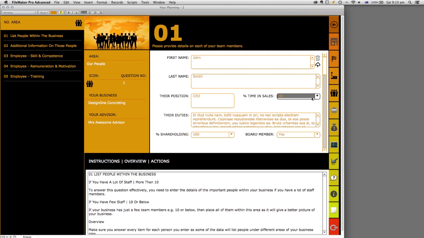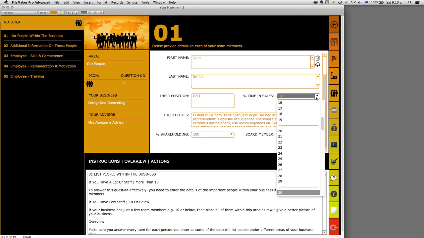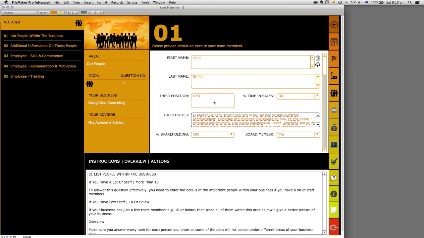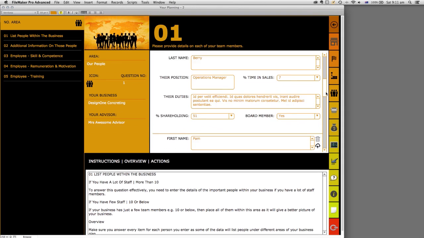Now, the percentage of time in sales, we're always interested in who's selling in an organisation. So do they spend 5% in sales, 20% in sales, 100% in sales? In other words, this is how much time she intends to spend in sales, whoever this key person is. But with yours, if she's the only person, then how much time is she going to spend in sales? Because if she's the only person, she's going to be doing some admin stuff, some accounting stuff, some merchandising stuff. But how much time is she selling on the floor? And the percentage of shareholding, and are they a board member? And that's for any number of people.